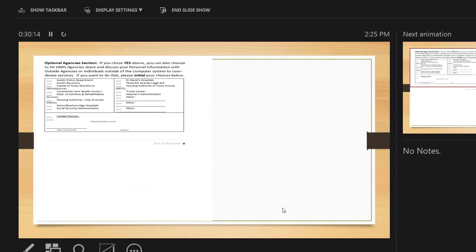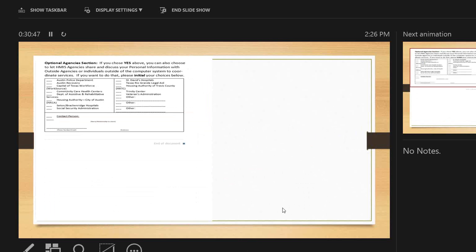Austin Police Department, Austin Recovery, Capital of Texas Workforce, Community Care Health Centers, Department of Assistive and Rehabilitative Services, Housing Authority of City of Austin, Seton Breckenridge, Social Security Administration, St. David's Hospitals, Texas Bureau of Grand Legal Aid, Housing Authority of Travis County, Trinity Center, the VA, and then we've added some additional options here just if there's any agency we've left out that the client is currently a concurrently enrolled client and would like you to be able to discuss their case with the case manager at that agency. So we have a few listed here.